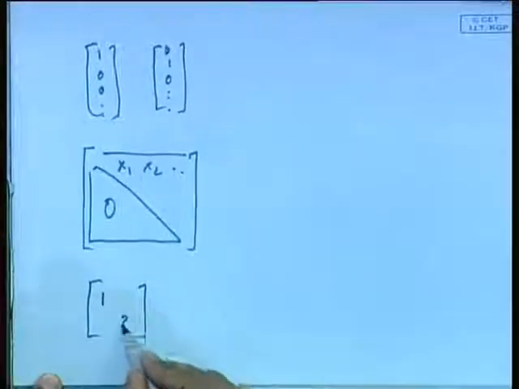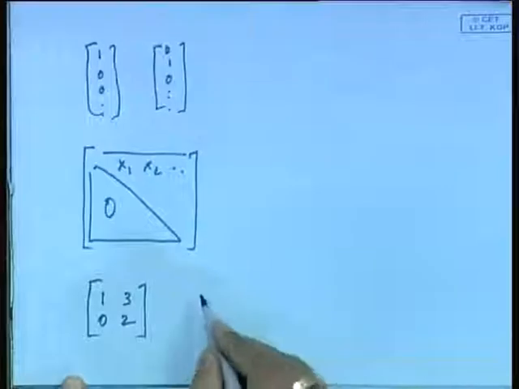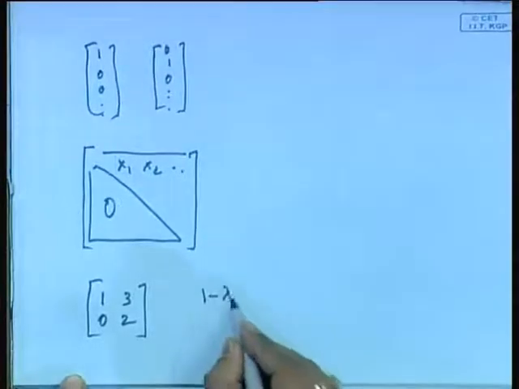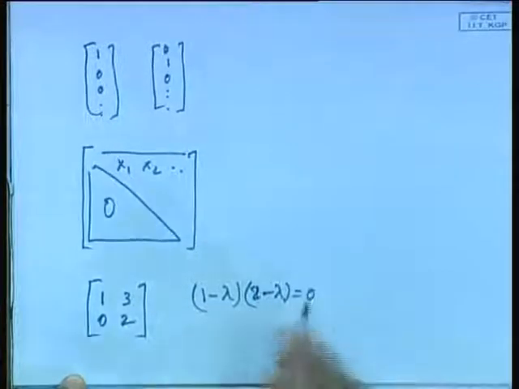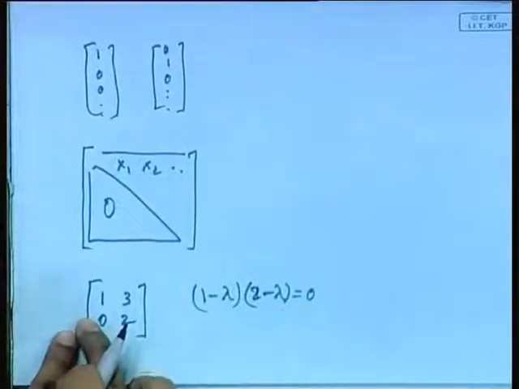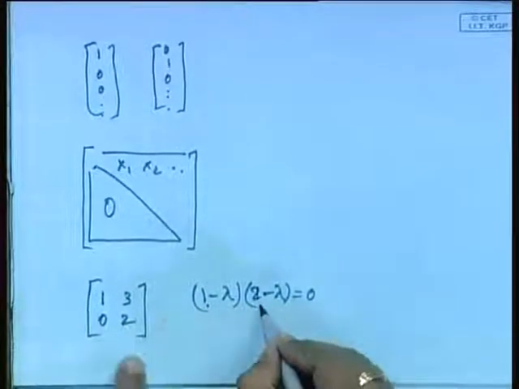Take a simple case, 1, 2, 3, 0. What are the eigenvalues of this matrix? 1 and 2. Do you know why? Can you see why? Exactly. So, when you do the determinant, the characteristic equation turns out to be this, right? Because the rest of the terms get multiplied by 0 and cancelled out. So, only the diagonal remains. So, one eigenvalue is 1 and another eigenvalue is 2.